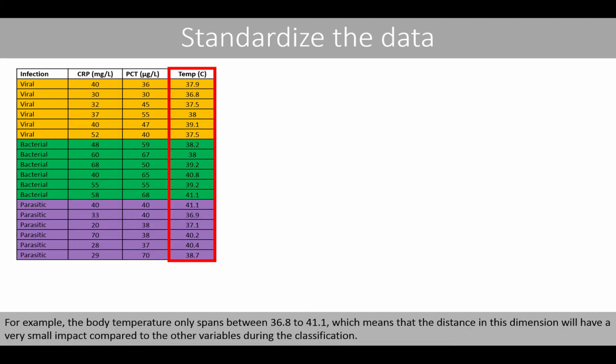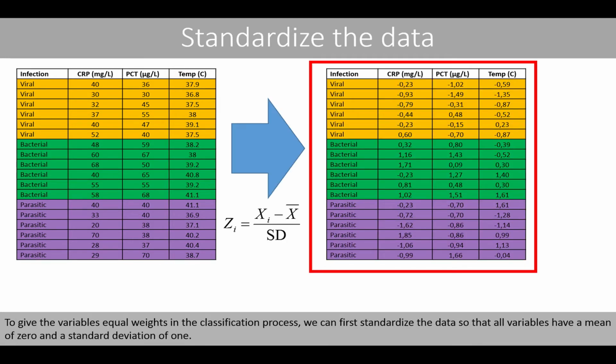For example, the body temperature only spans between 36.8 and 41.1, which means that the distance in this dimension will have a very small impact compared to other variables during the classification. To give the variables equal weights in the classification process, we can first standardize the data so that all variables have a mean of 0 and a standard deviation of 1.